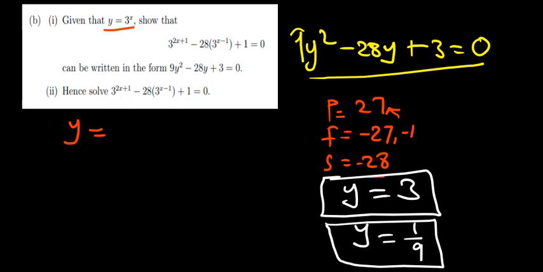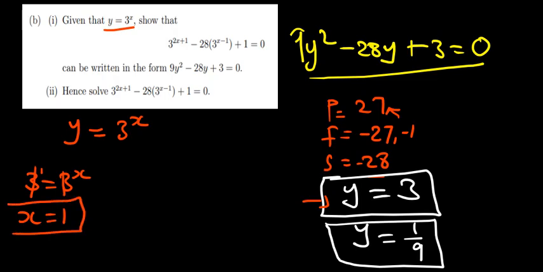So y is equal to 3 to the power x. If I use the first one, y, which is 3, is equal to 3 to the power x. What is x here? This 3 is raised to power 1, so we can cancel the 3s. It means my x here will just be 1. This will be my first answer.